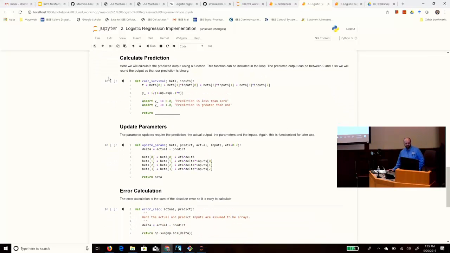Then we need a couple functions to help us through all this. First function here is to calculate our output. So we're going to calculate survival. This is where we're going to do the math that we talked about before. On the first line, we calculate a t, and that's just going to be a sum of our betas times our inputs. It's just beta 0 plus beta 1 times x1 plus beta 2 times x2 plus beta 3 times x3. And then that t is going to plug into the logit function, and that's going to give us a parameter y. And then we're just going to quickly check that y is between 0 and 1.